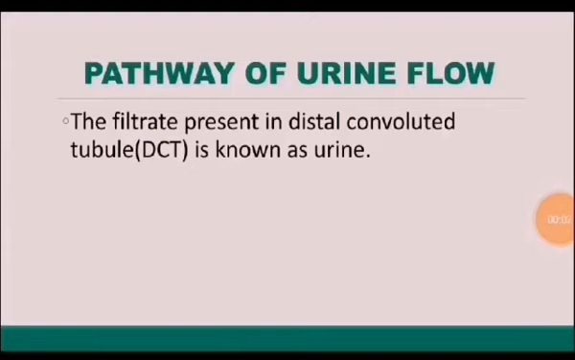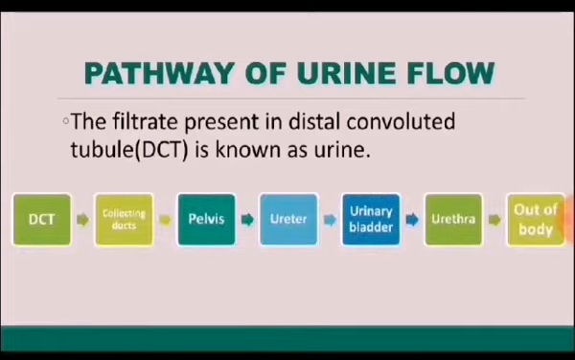After selective reabsorption and tubular secretion, the filtrate present in distal convoluted tubule is known as urine. The urine from distal convoluted tubule enters into collecting ducts. Many collecting ducts open into pelvis. The pelvis opens into ureter. The two ureters bring the urine to urinary bladder where it is temporarily stored, and then it excretes out of the body through urethra.